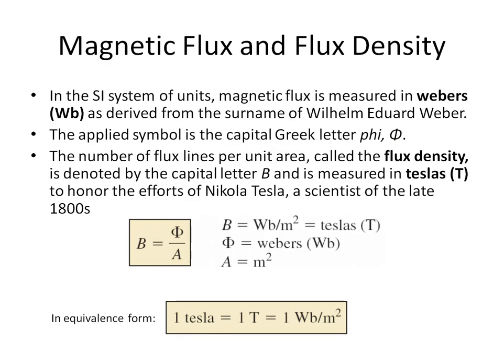Magnetic flux is measured in Webers. The applied symbol is the letter phi. The number of flux lines per unit area is called flux density. It is denoted by the capital letter B and is measured in Teslas. 1 Tesla is equal to 1 Weber per meter squared.